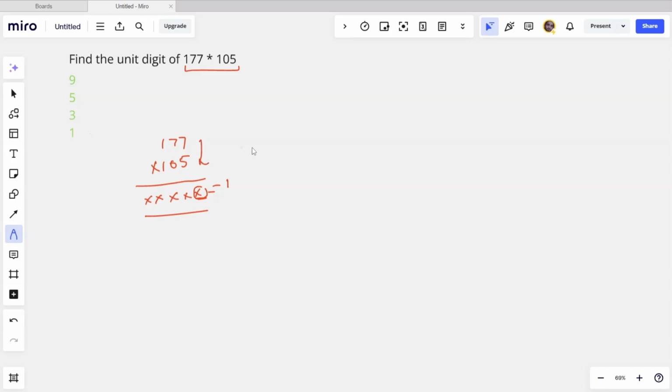What if I told you the shortcut trick to solve these types of questions? The shortcut trick is nothing but you have to find out the unit digit of this number, which is 7. You have to find out the unit digit of this number, which is 5. So simply you have to multiply both. 7 into 5, which is 35, and the unit digit of 35 is 5. So it is so simple. The second option is the correct option. So this is the power of aptitude.